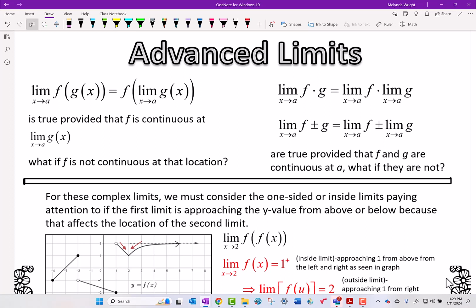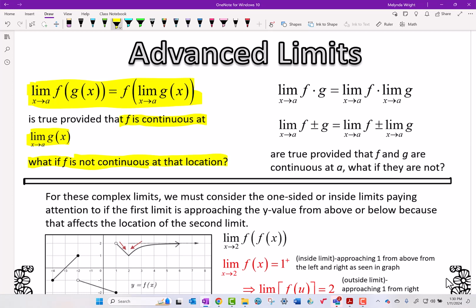that we might encounter. So if we have a composite limit, this is the formula. You probably, I don't know, maybe you remember it. It's on the formula chart. This formula actually only works if f is continuous at the location that this limit exists. But what if f is not continuous at that location? Then what? Okay, then it's the technique that I'm going to show you today.